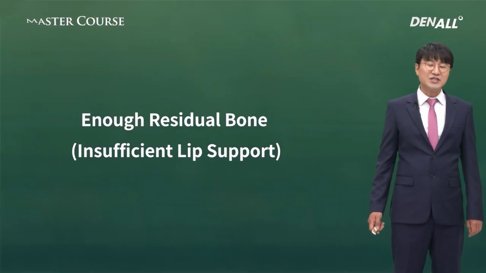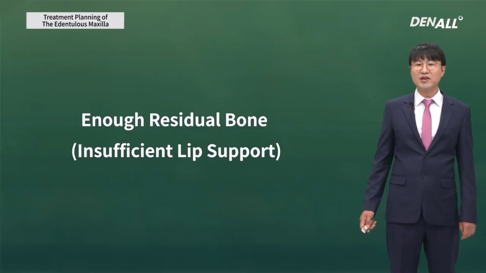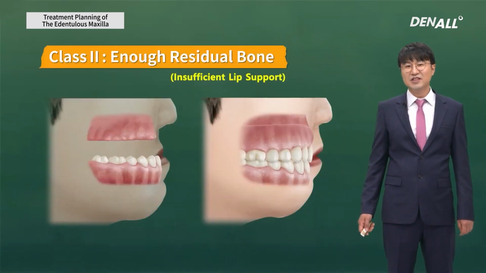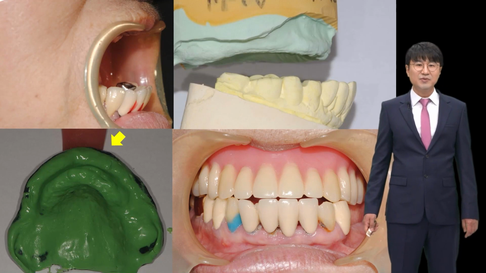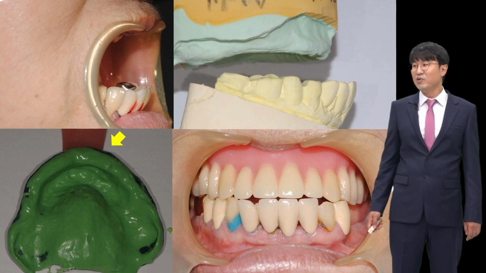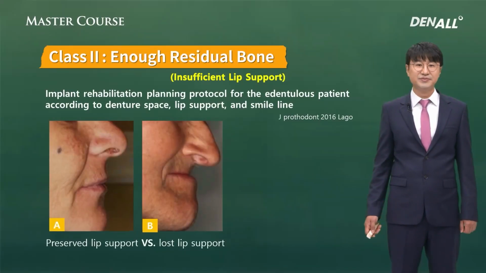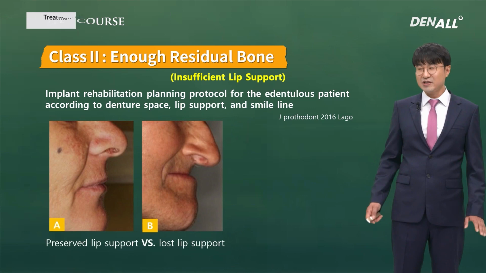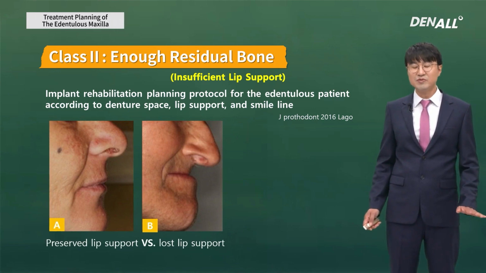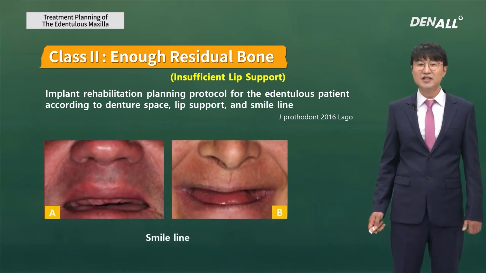Next is where there's enough residual bone but insufficient lip support. So these are very tricky situations. Now, for a removable prosthesis to have favorable facial form, it might be helpful. If there's not sufficient lip support, a thick denture flange can give you more favorable facial form. Preserved lip support versus lost lip support needs to be considered in choosing the right option, and this is a very important area.